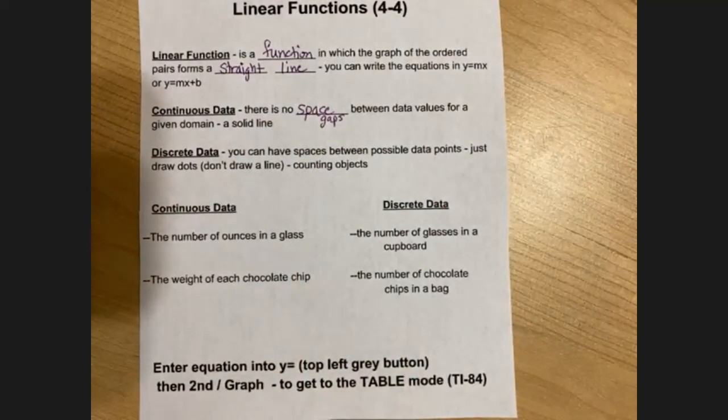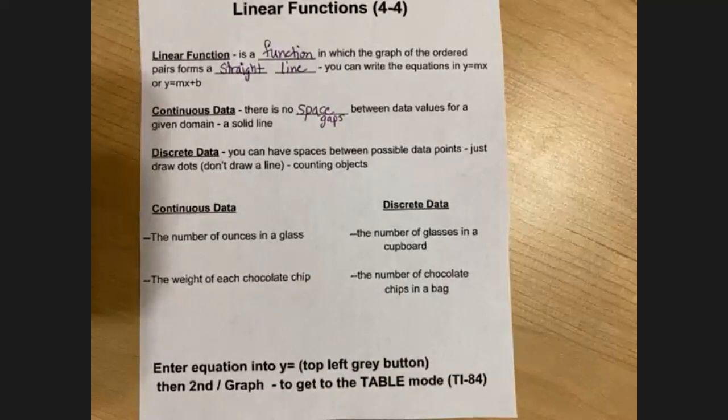Continuous data, we're going to talk about this in a minute, but continuous data can take any value. That means it'll go forever and ever and it won't stop. You can't count it. It just keeps going. And when we say you can't count it, there's no ending point. That's continuous data. Discrete data, you can have spaces between possible data points.